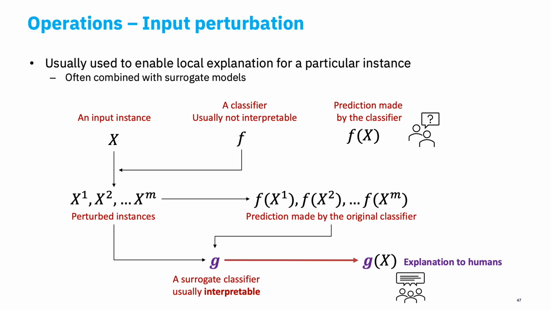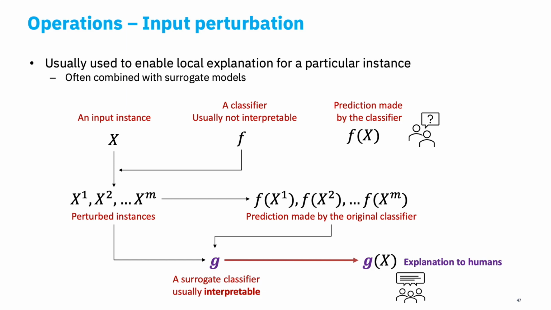Usually, there is a classifier f that is not explainable, and it made a prediction over a particular instance x, denoted by f of x. Since f is not explainable, we don't have any explanation for f of x. Then, based on the input instance x, we use input perturbation to generate a set of m new instances, then use the unexplainable classifier f to make predictions over these perturbed examples.